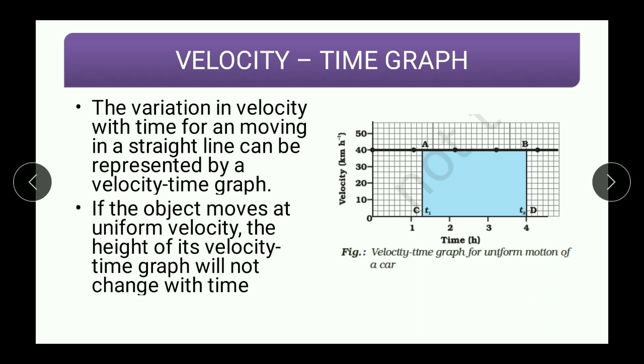So this is a velocity against time graph. And since this is a uniform motion, you will observe that velocity against time is a straight line. So in case of uniform motion, velocity against time line graph is a straight horizontal line.